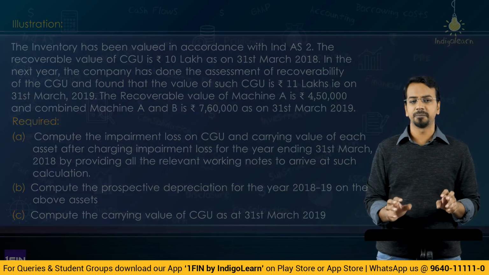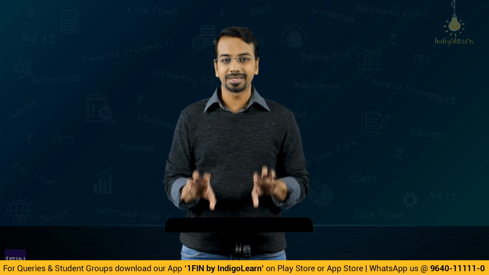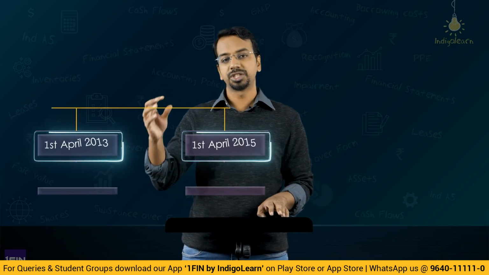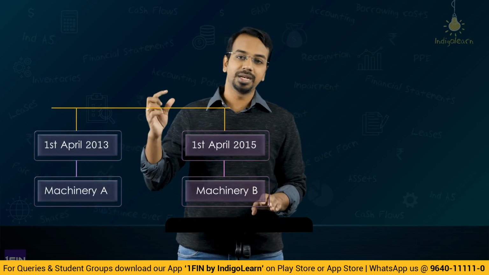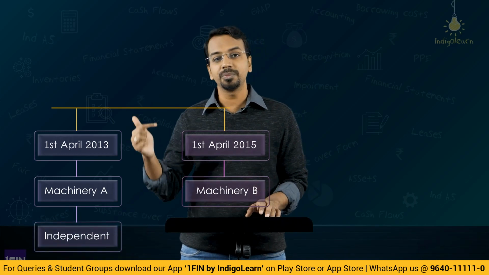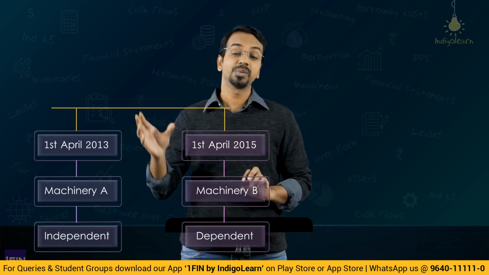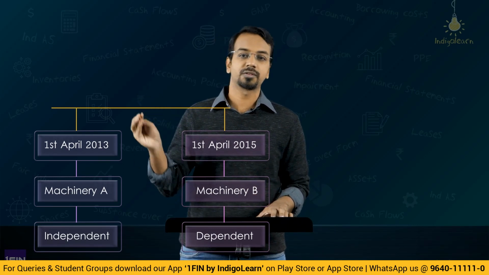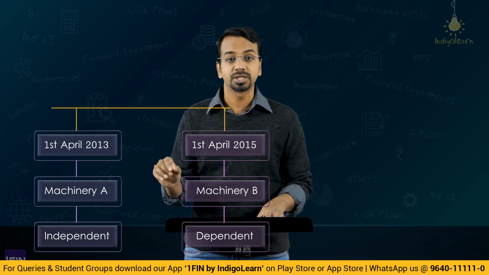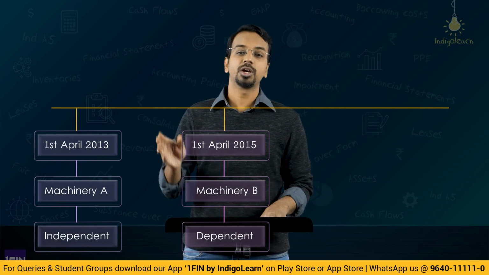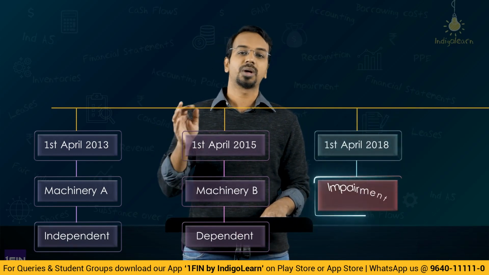Now, what we need to understand here, we have two machines. To summarize this question, we have machine A and machine B. Machine A can be independently used and sold. Machine B cannot be independently used and sold, right? So, that is one aspect. Then, machine A was purchased on 1st of April of 13. Machine B was purchased on 1st of April of 15. And we are doing this impairment testing on 31st of March of 18.